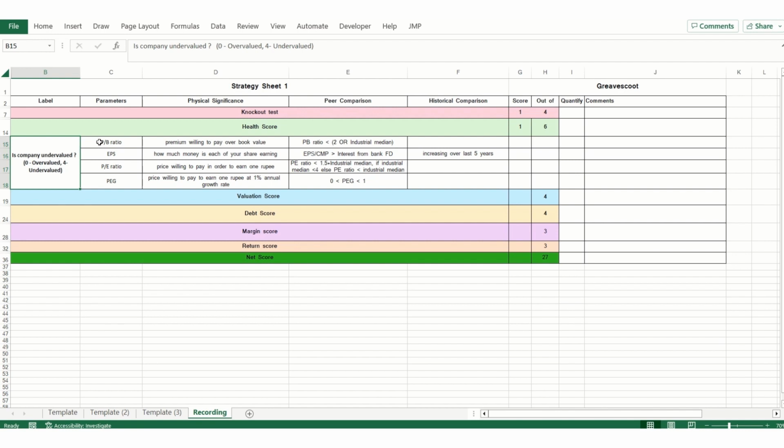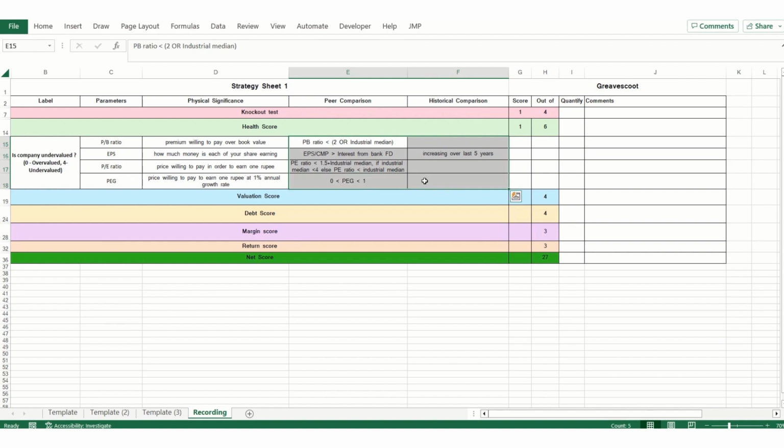Now these are the 4 parameters we are going to see. The PB ratio is the premium willing to pay over the book value. Your EPS is how much money your share is earning. Your PE ratio is the price willing to pay in order to earn 1 rupee. And your PEG ratio is the price willing to pay in order to earn 1 rupee at a 1% annual growth rate. And these are the criteria which we are going to follow.